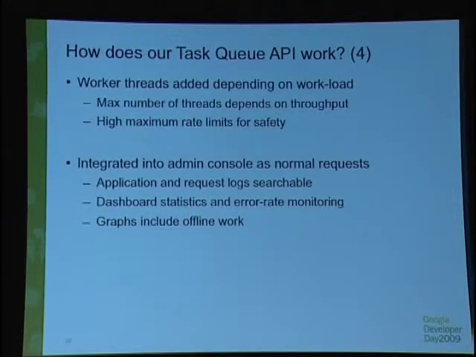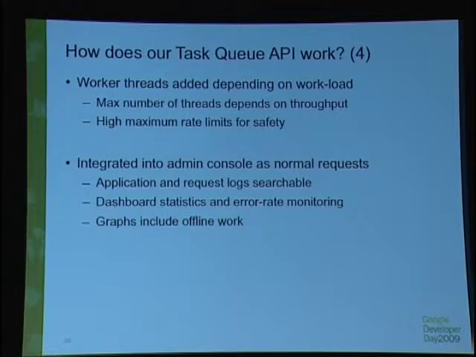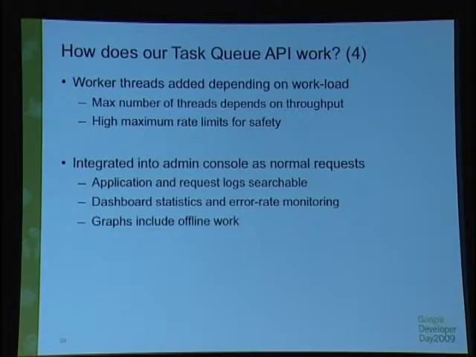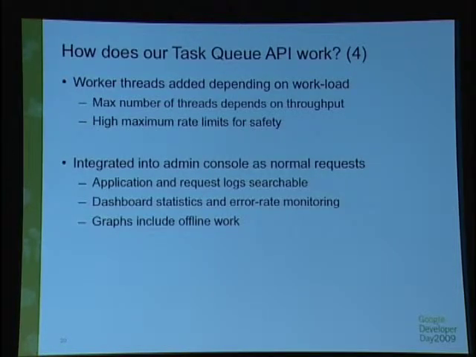So like I was saying, it works by adding threads depending on your workload. The maximum number of threads you get depends on the throughput of your workload. So for instance, if you have very low latency tasks, then you'll get a lot of threads. Like I was saying, we have a lower limit right now because of our labs period, but as soon as we get rid of our labs period, we're going to have a very high maximum rate limit that will just be in place for safety.